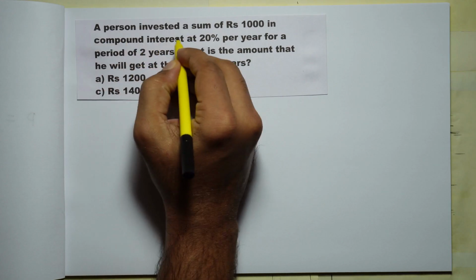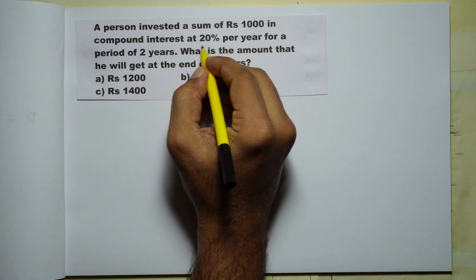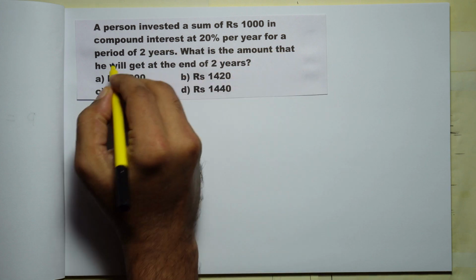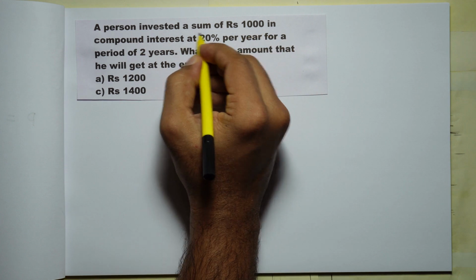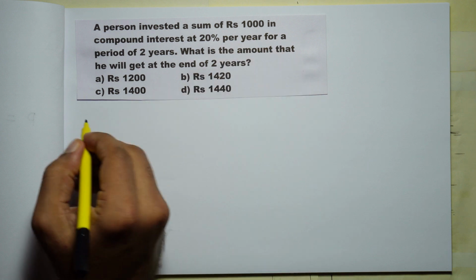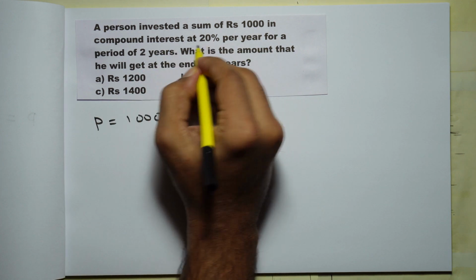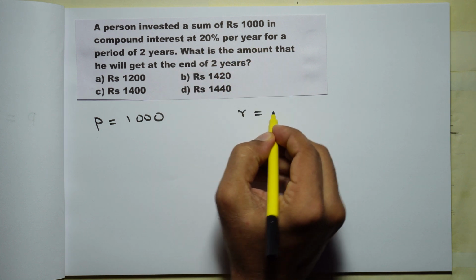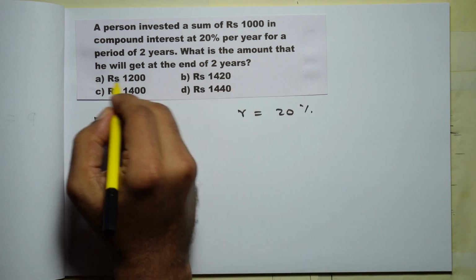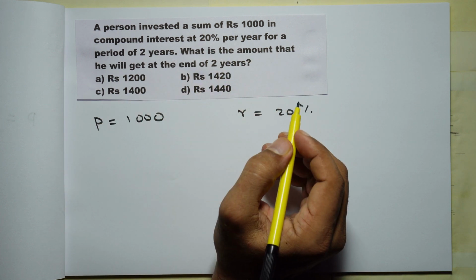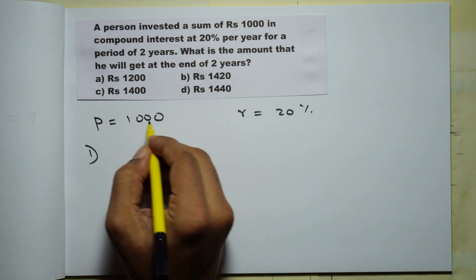A person invested a sum of rupees 1000 in compound interest at 20% per year for a period of 2 years. So we'll just write down all the data. The sum that he has invested is rupees 1000. So that is the principal. And the rate of interest is 20% per year. Now the question is, what is the amount that he will get at the end of 2 years? First of all, we'll just calculate the interest that he'll get at the end of the first year.